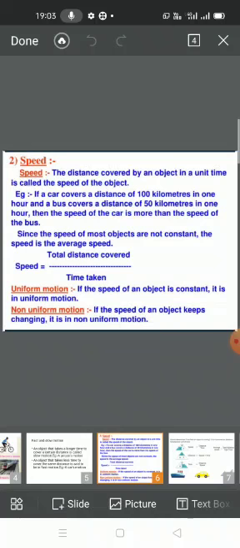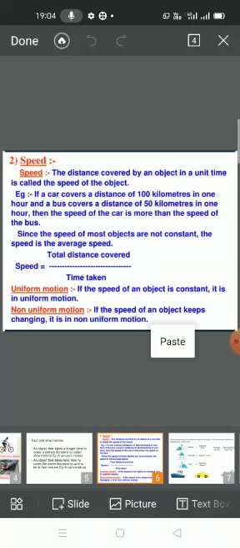Now the motion which is in your course, that is the uniform motion and non-uniform motion. If the speed of an object is constant, it is known as uniform motion. If an object is covering the same distance at a constant speed, it is not changing its speed, that means that object is moving in a uniform motion. If an object changes its speed as time passes, that is known as non-uniform motion.